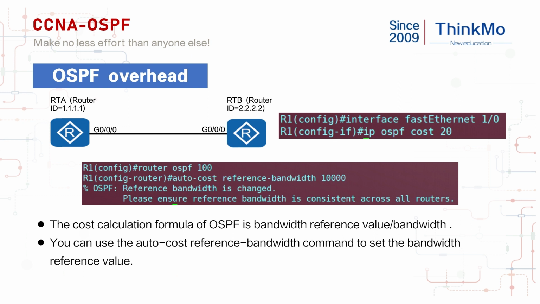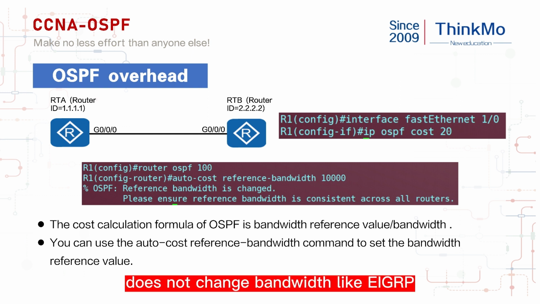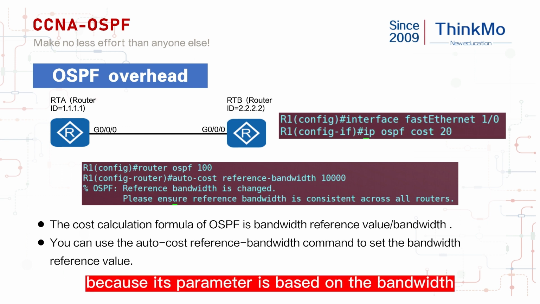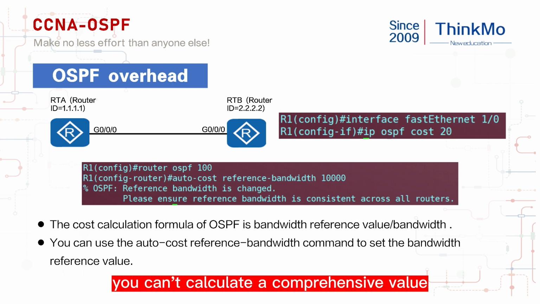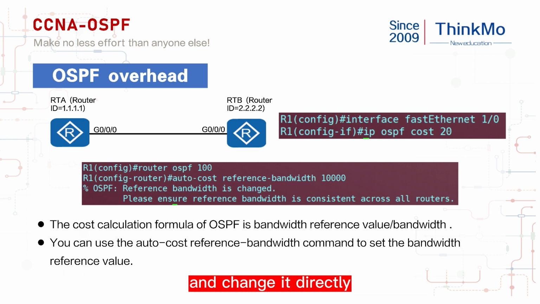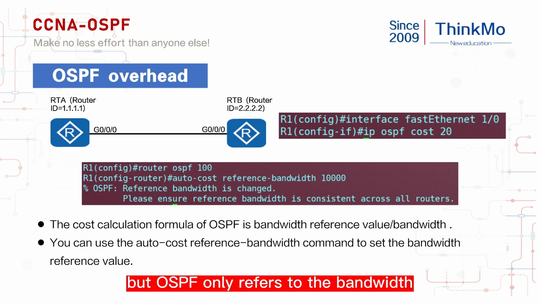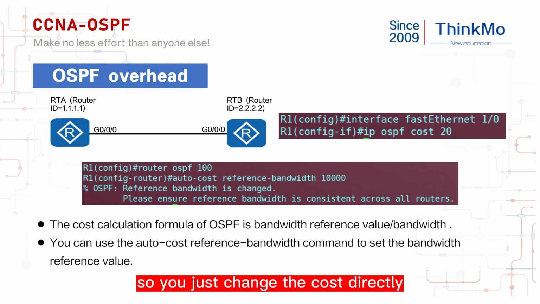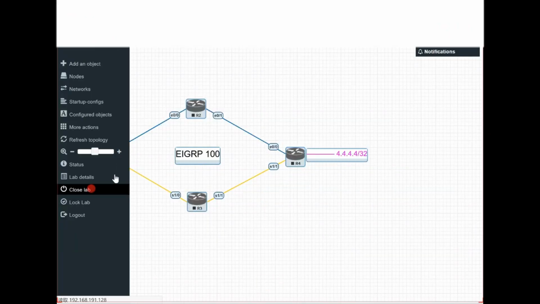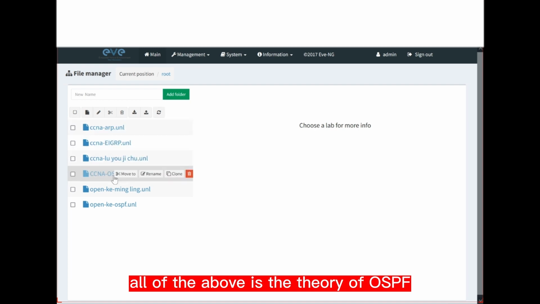But what we modify here does not change bandwidth like EIGRP. We just change the cost directly. Because its parameter is based on the bandwidth, it's more monotonous. It's not like EIGRP, which has 5 references, so you can't calculate a comprehensive value and change it directly. But OSPF only refers to the bandwidth, so this value based on the bandwidth is also unique. So you just change the cost directly. Okay. All of the above is the theory of OSPF.